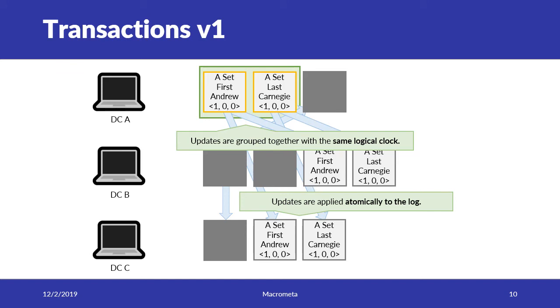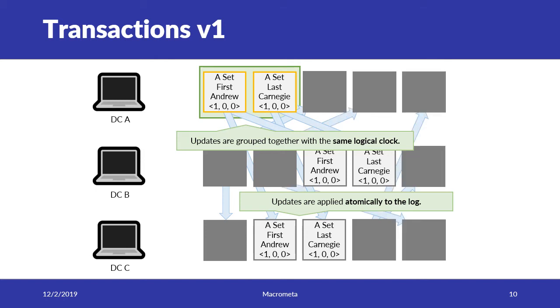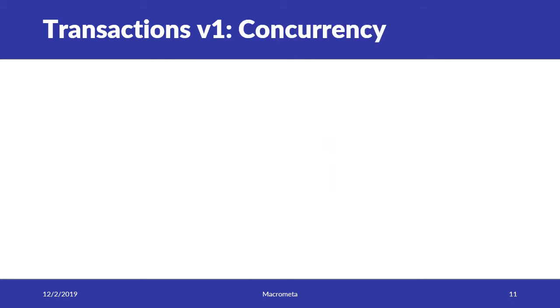Now, what this guarantees is that any reads that happen to interleave will not interleave in between these sets of updates. So this is the weak form of isolation that we provide, which guarantees that you don't exhibit the read anomalies we had before. Now let's see how this works under concurrency.